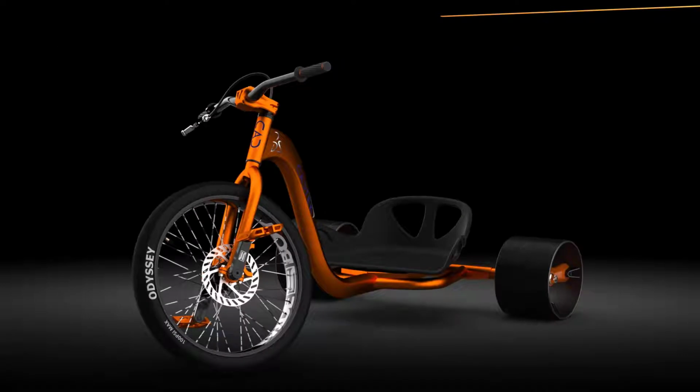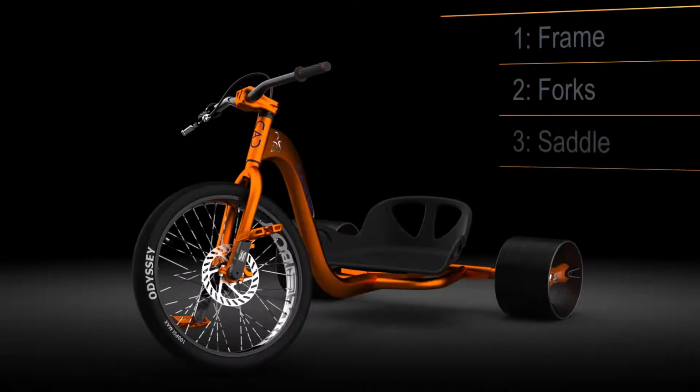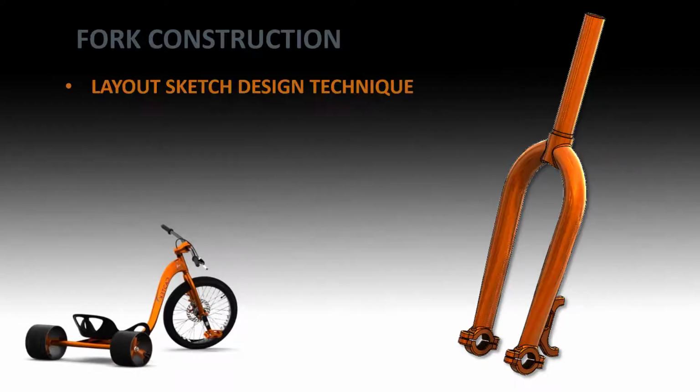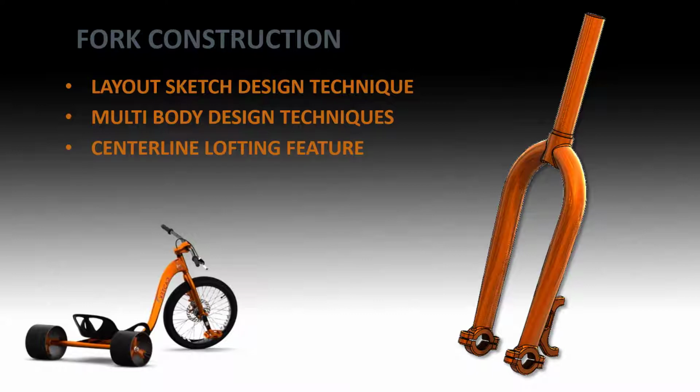So this is part two, where we're going to actually model up the forks. I already modelled the frame in a previous part, and then we've also got the saddle and rear wheels to do, which will be done in subsequent webinars. During this fork construction, we're going to be looking again at some of the layout sketch techniques. We'll also need to use multi-body design, and we're going to be using the centerline loft and shell features.